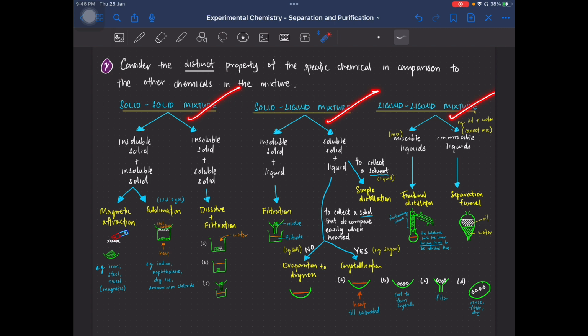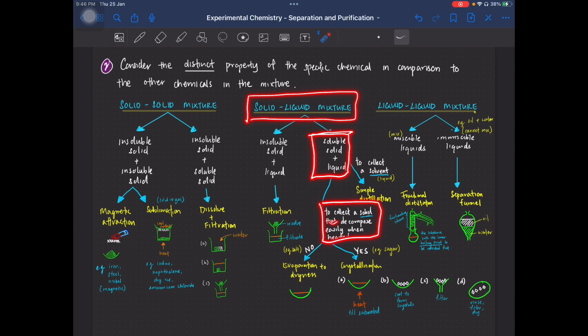Next, ask yourself, are there differences in terms of solubility? Most of the time we can think about it in terms of solubility. If there's an insoluble and a soluble one, what can we do? So on and so forth. But once you really identify that it is a solid liquid mixture and it contains a soluble solid with liquid inside, and you want to get the solid out, now that's when you need to think about, hey, do I have enough idea or information about whether the solid will decompose or not.